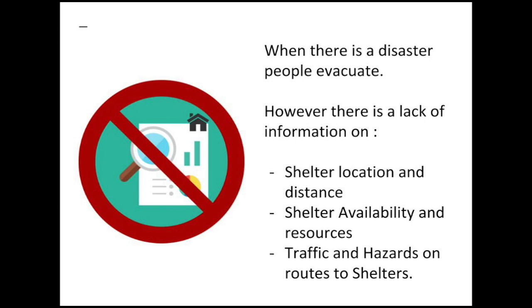However, there's a lack of information on shelter location and distance, shelter availability and resources, and traffic and hazards on roads to shelters. So to combat these things, we need an application that solves all these issues when evacuation is happening and when a natural disaster strikes and we need to evacuate. So Shelter Tracker is an application that solves all these problems for the users, for the citizens, and also for governments to implement in their actions.